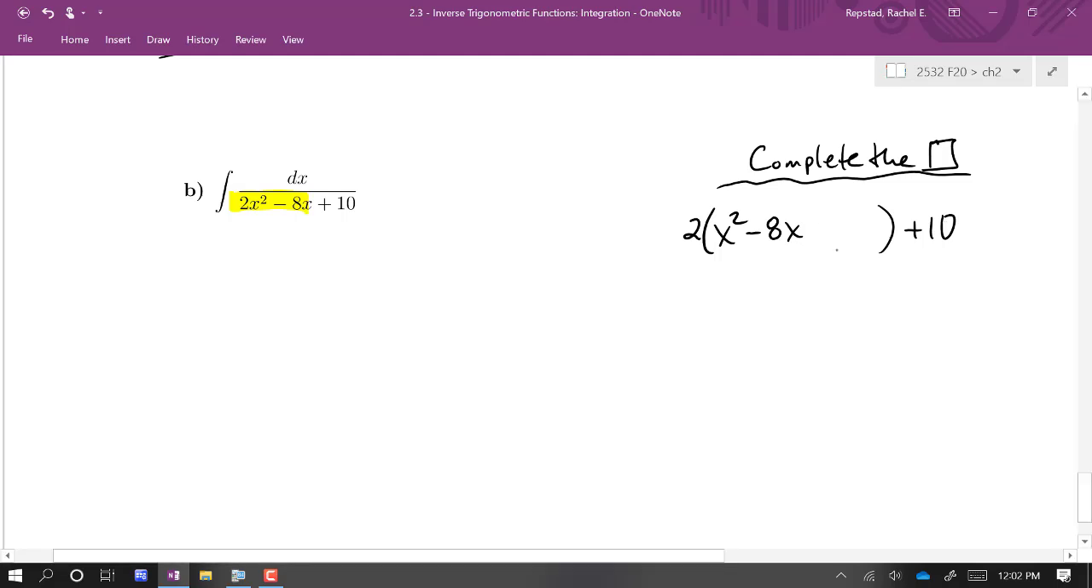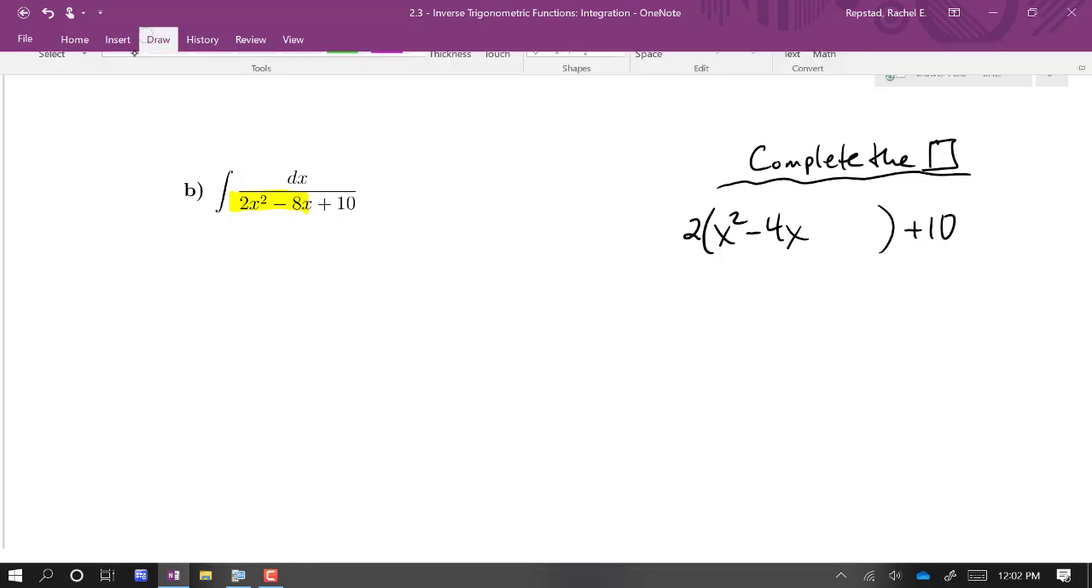I'm going to complete the square of, oh, you know what? Hold on one second. I made a little mistake. What I have written down is almost equal. I factored out a 2, but I forgot to factor it out of this middle term. So that's actually 4x. There we go. Now what I have written down in black here is equal to that denominator.